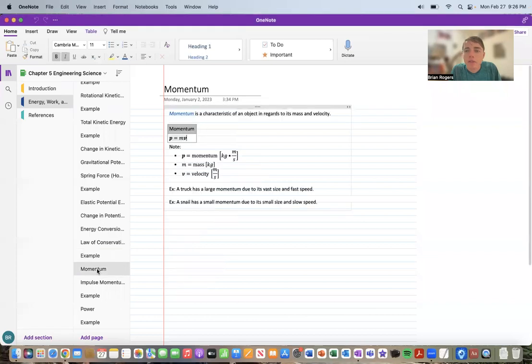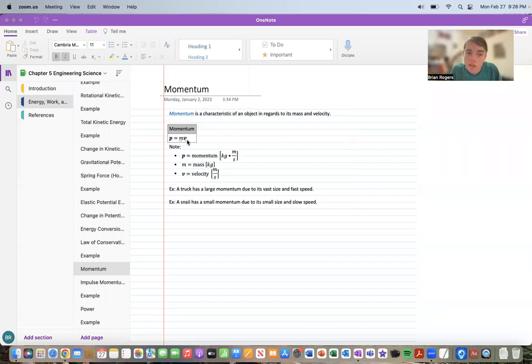Okay, now we're going to talk about momentum. Momentum is a characteristic of an object, and it refers to an object's mass and velocity. So it takes the product of the two. And so momentum, what we're going to see is dependent upon the size and the speed.